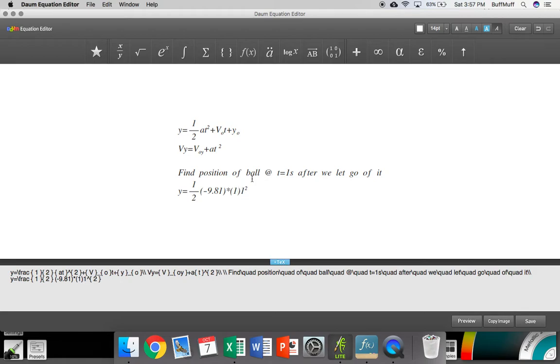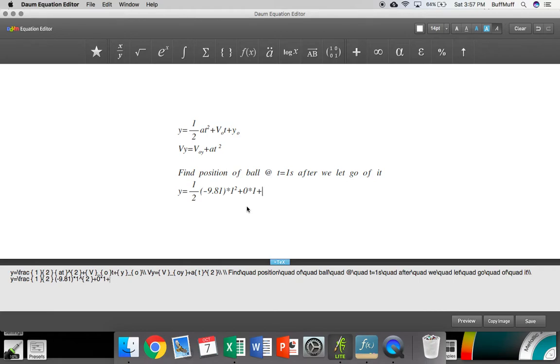So this is 1/2 acceleration times time squared, plus the initial velocity. Remember, I did not say that I'm throwing the ball either upwards or downwards. I'm just saying that we let go of the ball. Therefore, my initial velocity is 0, times the time, which is 1 second, plus my initial position, y0.